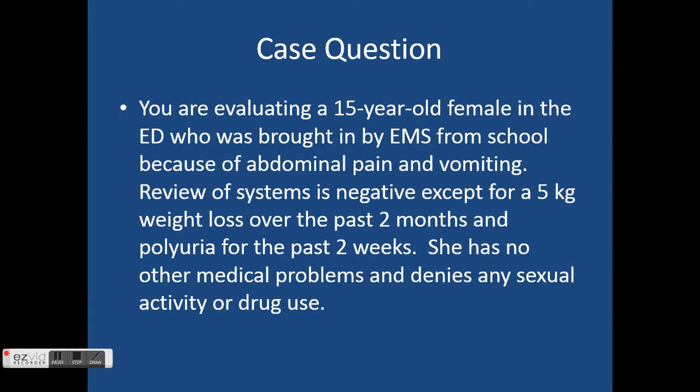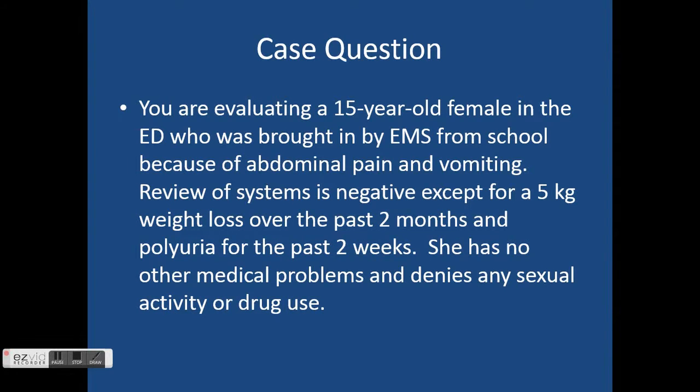All right, next kid, a 15-year-old comes into the ER brought in by EMS because she was having abdominal pain and vomiting. She has a negative review of systems except that she lost 5 kilograms in the last 2 months and has had polyuria for the last 2 weeks. She has no medical problems and denies any sexual activity or drug use.